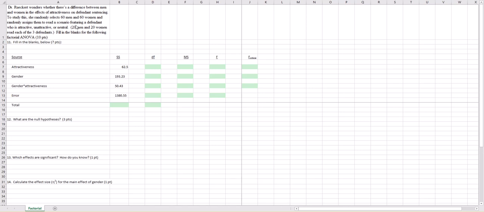For this example, Dr. Rickert wonders whether there's a difference between men and women and the effects of attractiveness on defendant sentencing. To study this, she randomly selects 60 men and 60 women and randomly assigns them to read a scenario featuring a defendant who is attractive, unattractive, or neutral. 20 men and 20 women read each of the 3 defendants' scenarios. Fill in the blanks for the following Factorial ANOVA.